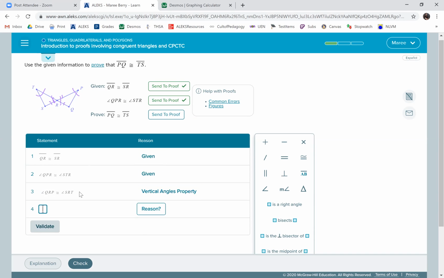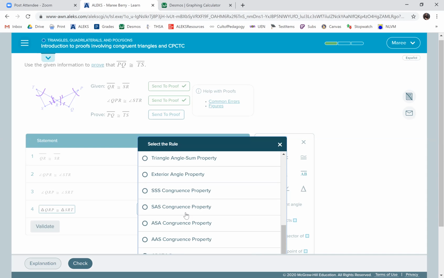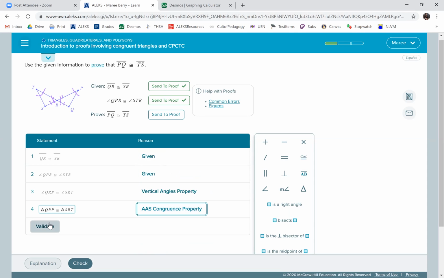So then we're at the two triangles. So I'm just going to name them this way. Triangle QRP, what I did before, is congruent to triangle SRT. And this is by, what did we say? Angle, side. Angle, side. Okay.